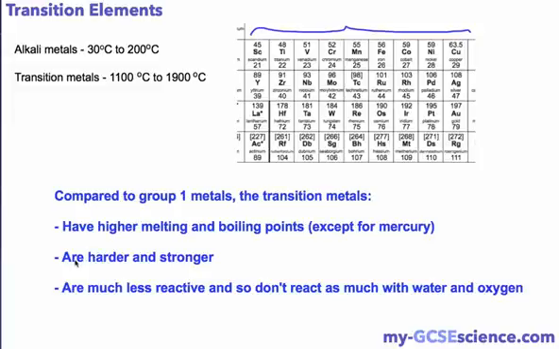The transition metals are much harder and much stronger, and they are much less reactive, and so don't react as much with water and oxygen. Now these two points are important, because that makes the transition metals good for structural materials. That means you can make buildings, or structural things from these, because they don't react as much, they'll last much longer out in the air, and they are harder and stronger, and so offer that extra stability and strength for structural materials.